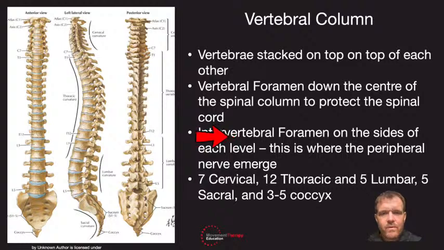We've got intervertebral foramen on the sides at each level, and this is where the peripheral nerve emerges. Peripheral means outside. So we've got the central nervous system, which is the brain and the spinal cord, and then the peripheral nerves are the ones that come out. As soon as they come out, they're peripheral nerves, and we're going to talk about those today. Understanding the structure of those will then start to make sense with some of the things that can go wrong.